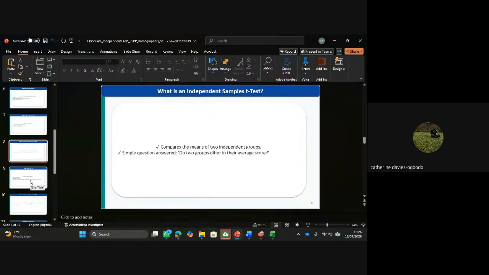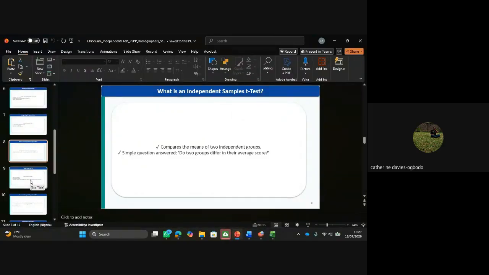Okay, so what an independent sample test does is to compare the means of two independent groups in statistical terms. That's how it's going to work. So you're trying to find out how these two groups differ. Remember, in chi-square, we're trying to find the association. How is this associated with this? But in a t-test, you're trying to find where these two groups differ in the average score.